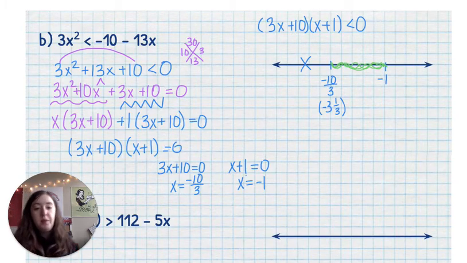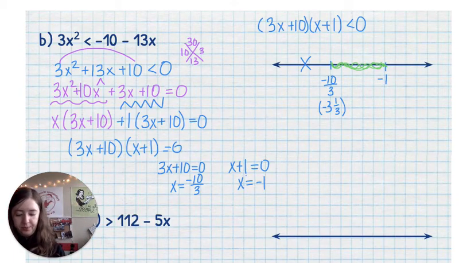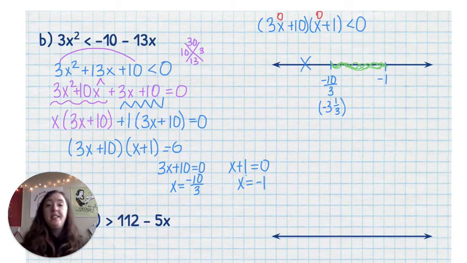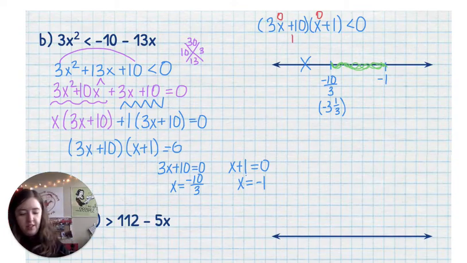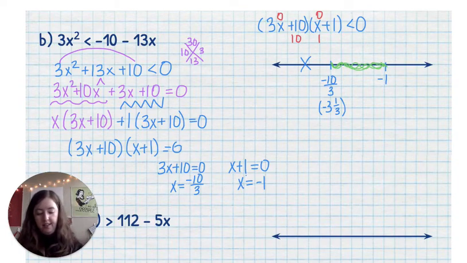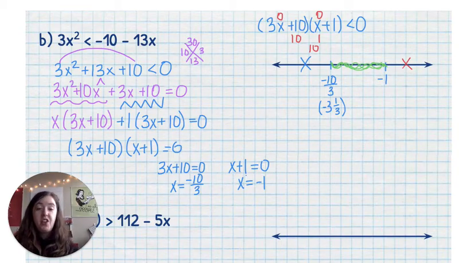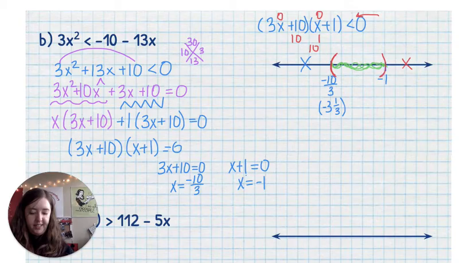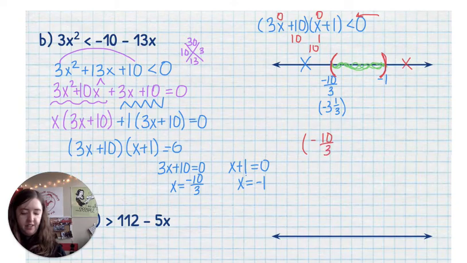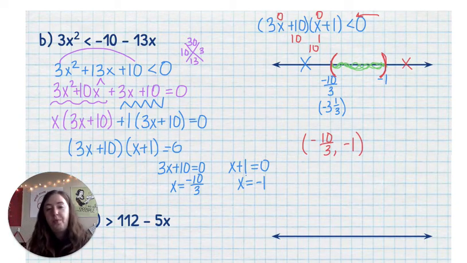Okay, so let's plug in something bigger than negative 1, like 0. Three times 0 is 0, plus 10 is 10. 0 plus 1 is 1, and 10 times 1 is 10. Is 10 less than or equal to 0? No, it's not, so that's not going to be part of my solution. So I just want the values between negative 10/3 and negative 1. I'm going to look at my inequality sign. Since that's not or equal to, I'm using parentheses. So I'm going to have parentheses, negative 10/3 to negative 1, close with parentheses.